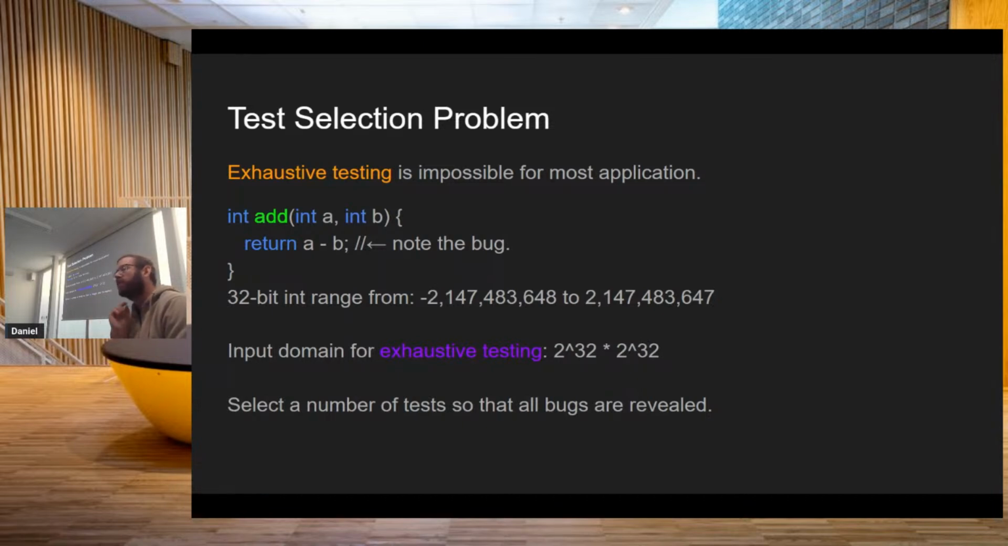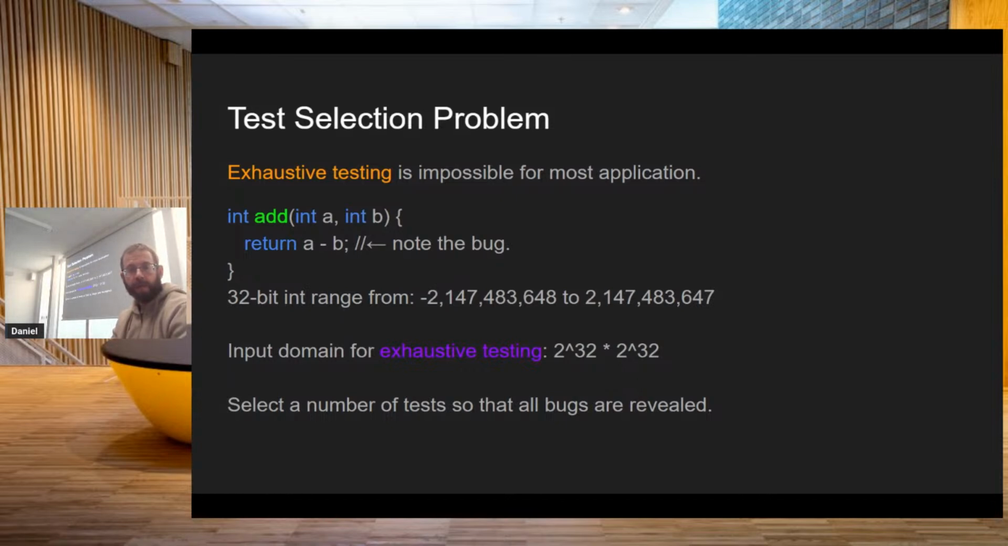So we need to select test cases that have a high probability of finding faults. In this case, it's super easy. We only need to select a B that is non-zero.